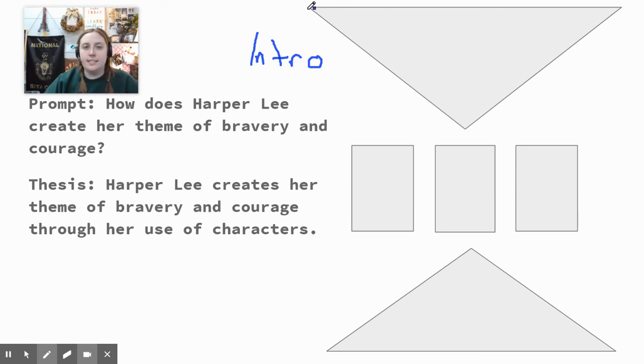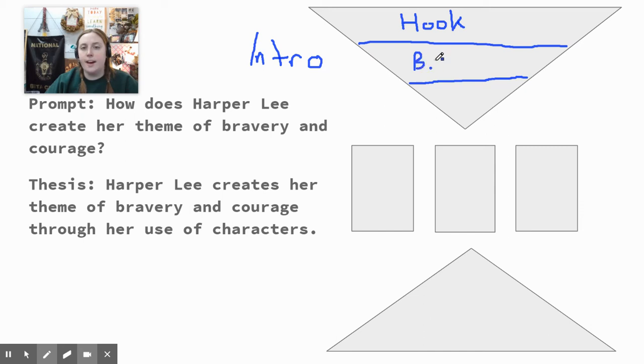What you can see is this is a big triangle, upside down. And what I have students do is draw 3 sections. This first section represents your hook. The second section is your BFAT, which stands, remember, for your background, format, author, title.